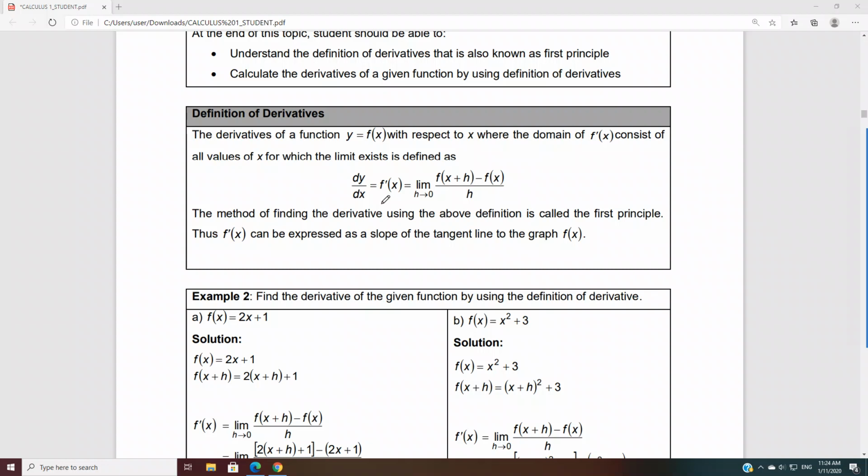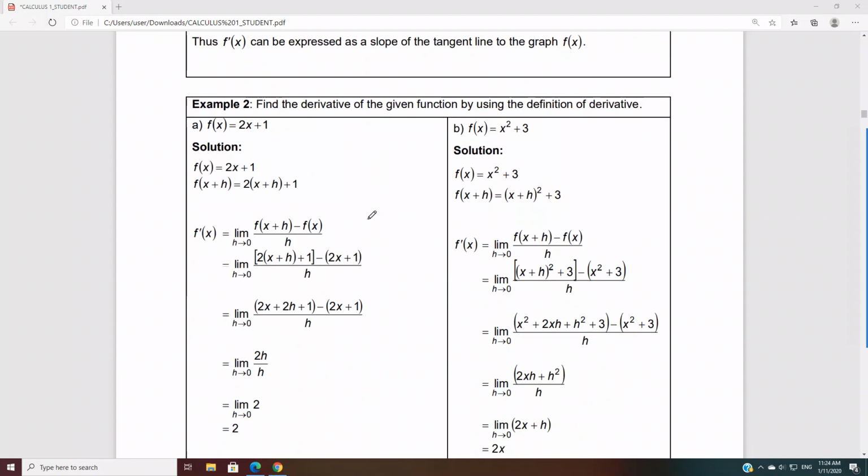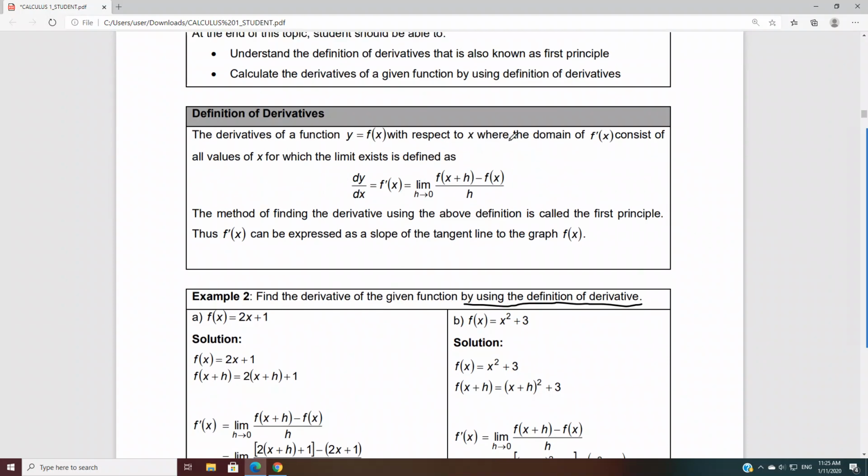So this is the first thing you should know about derivative. Before we learn the usual derivative, we should know the definition of derivative first. Okay, so that is how we get the derivative. So look at the example: find the derivative of the given function by using the definition of derivative. Okay, so in a question, whether it's a test or final, if it asks by using the definition of derivative, you all have to use this formula.